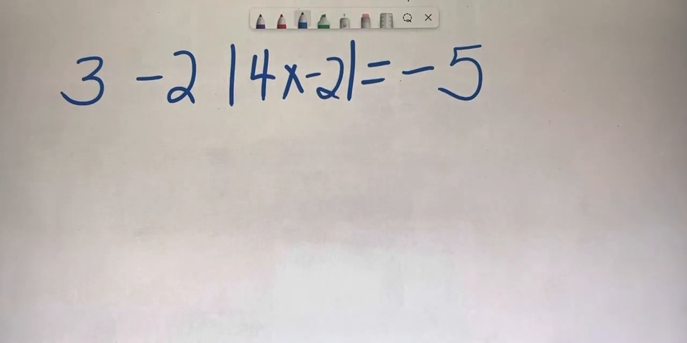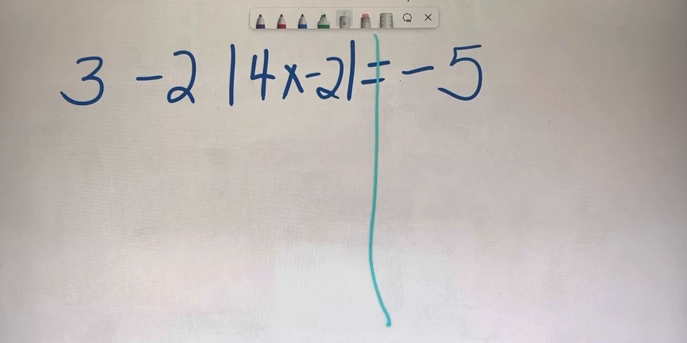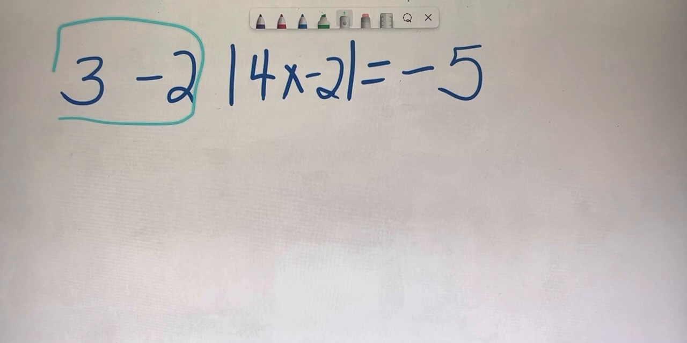Let's talk about solving absolute value equations. The first thing we have to do when we're solving absolute value equations is to look at the sign with the absolute value signs and see if there's anything outside of the absolute value signs. In this case, you have the 3 and the -2 outside of the absolute value sign.